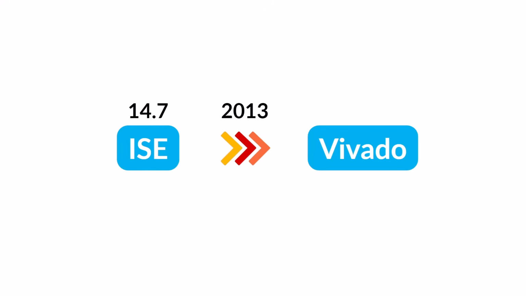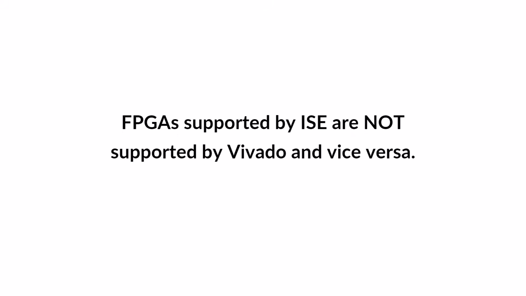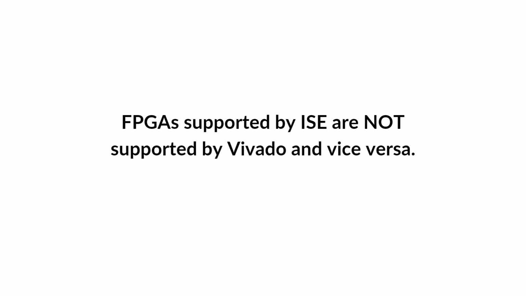Now, a common question among those new to Xilinx FPGA implementation is whether it's still necessary to learn and use ISE. The answer is yes. The reason is that although ISE hasn't been updated since 2013 and Vivado has replaced it, the FPGAs supported by ISE are not supported by Vivado and vice versa. For example, the Spartan 6 FPGA is supported by ISE but not by Vivado. Or the Virtex 7 FPGA is supported by Vivado but not by ISE.